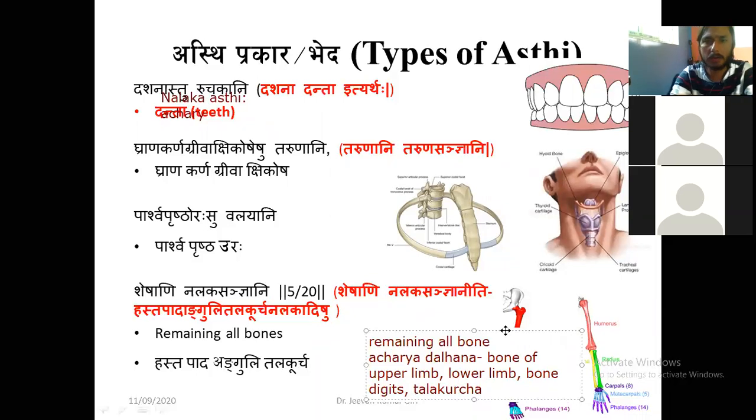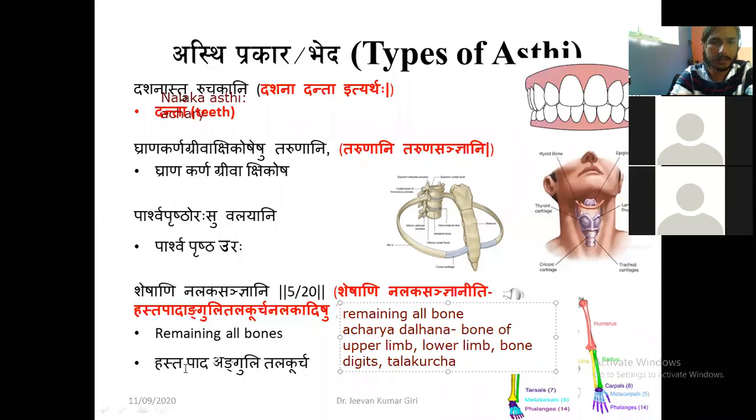So all these bones remaining, the bones of Hasta, Pada, Anguli and Talakurcha, they are all Nalaka Asti. Are you getting? So for the bone of Hasta, you can write Hasta. Hastagat asti means the upper limb. Pada means lower limb. Anguli means fingers or digits.